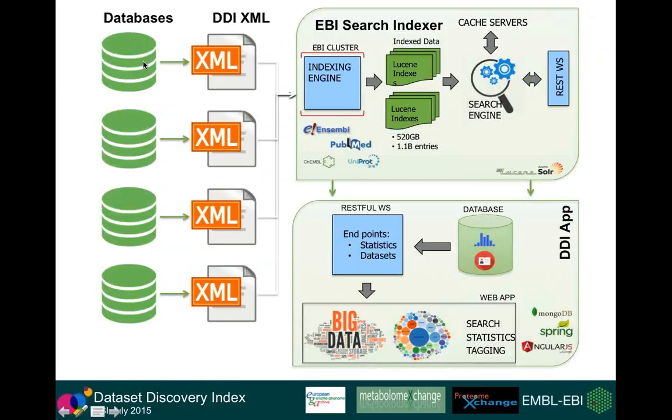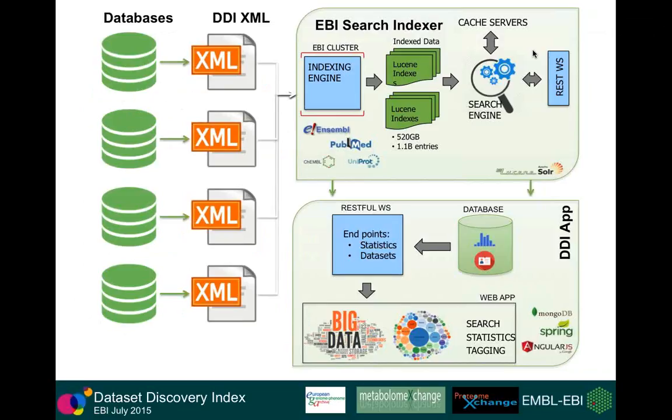In the first part, we have the original databases, let's say PRIDE and PeptideAtlas for proteomics, or MetaboLights and Metabolomics Workbench for metabolomics. We export this data to so-called DDI XML, a highly customizable XML that can add features about every dataset, and then we import those XML inside the EBI Search indexer, which is a system to index, using Lucene, the information from different resources.